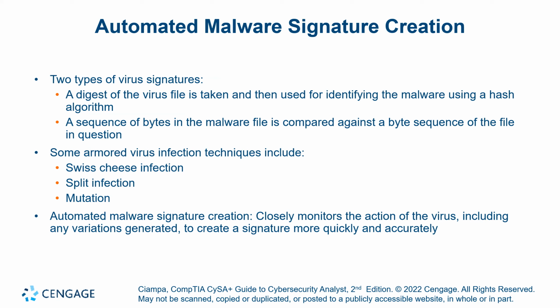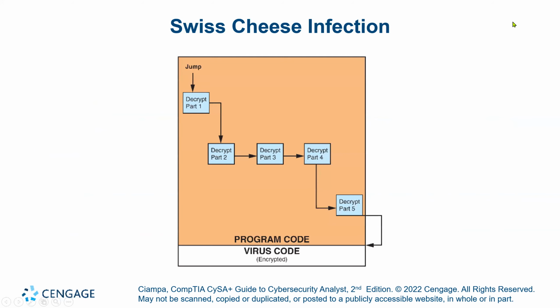Automated malware signature creation closely monitors the action of the virus, including any variations generated, to create a signature more quickly and accurately. Which is nice because when you have things like polymorphic viruses that mutate quickly, if you have just a static signature database, you're not going to get any changes that are created.